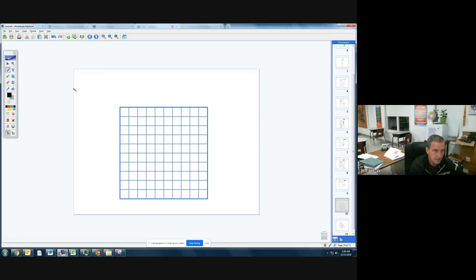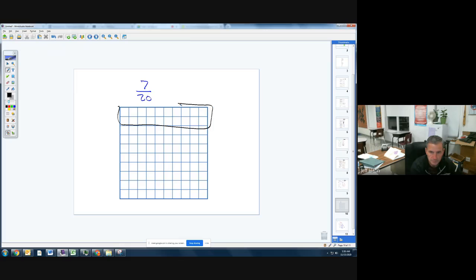What if my fraction was 7 out of 20 blocks? 7 out of 20 blocks. Ooh, that's going to get a little crazy here. What would that look like if we shaded it? Well, let's take a look-see here. Let's look at groups of 20.